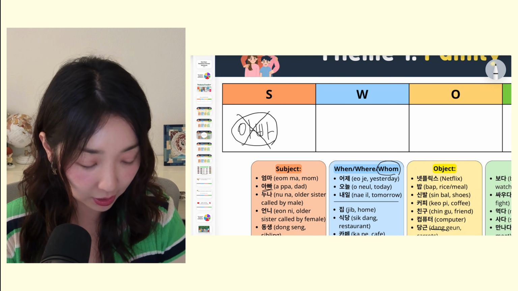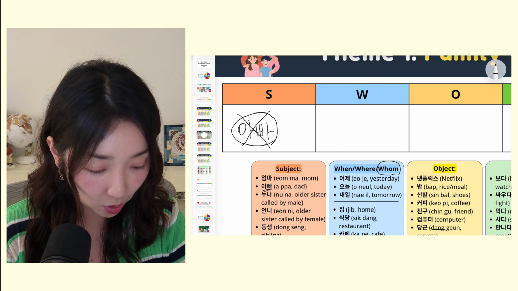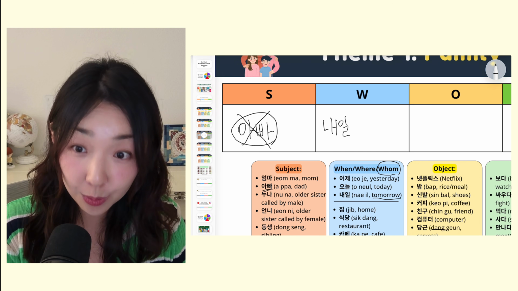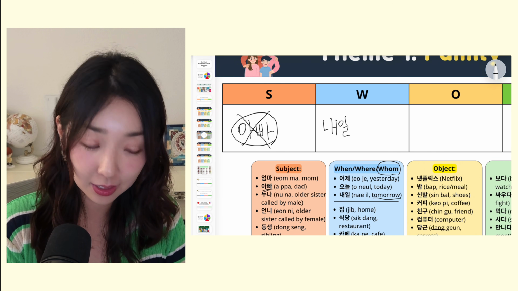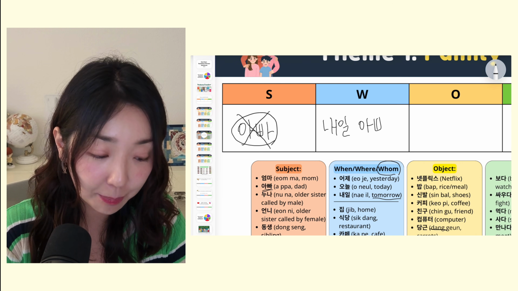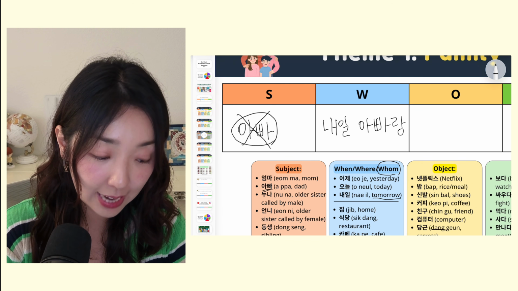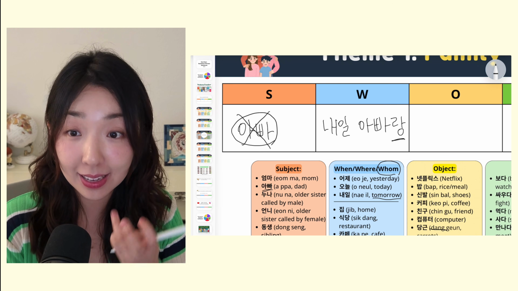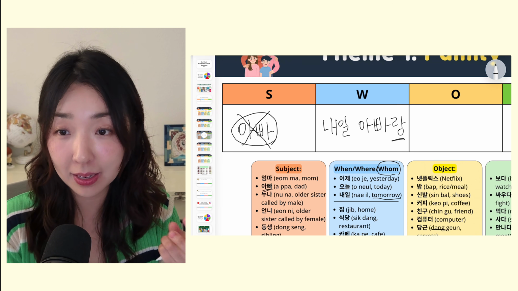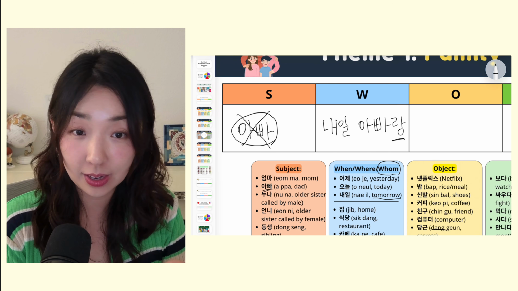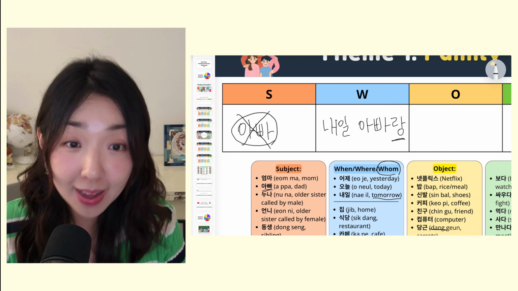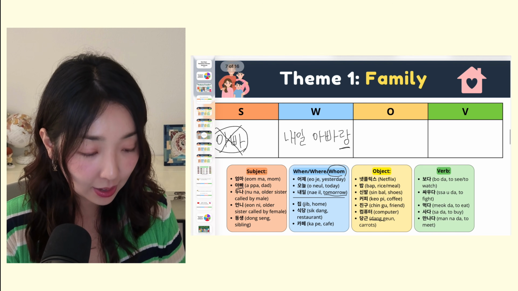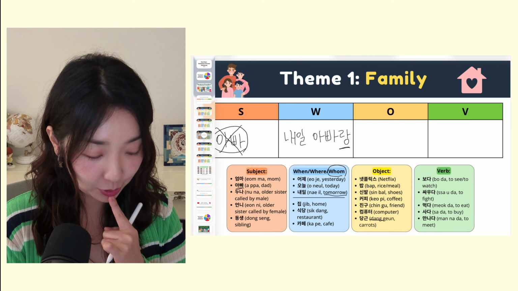So I'm not going to put it here. Let's put it here. 내일. I used tomorrow. So when comes first? 내일 아빠랑. 랑 is the with particle. It could also mean and. So 이랑 or 랑 depending on what comes before. So here I wrote 내일 아빠랑, tomorrow with my dad. And what should we do with my dad?